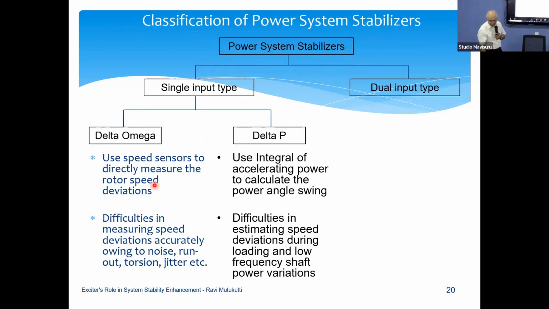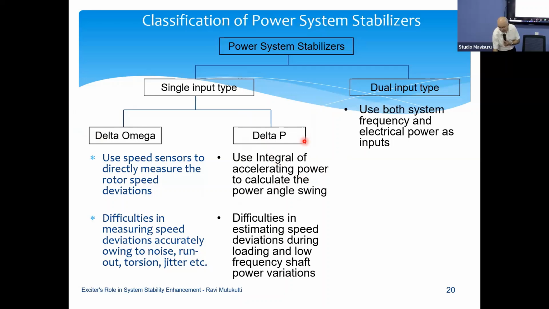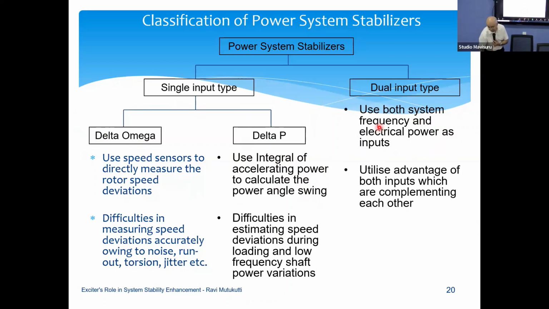Like I said, the delta omega type has various disadvantages and advantages as well. So we have the delta P type and the delta omega type. The delta P type is the most popular one, but we do have another one called the dual input type, where we use the advantages of delta omega and delta P both. The dual input type is the one that we use.